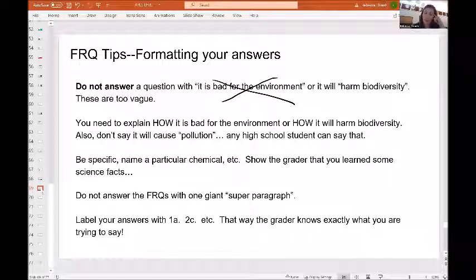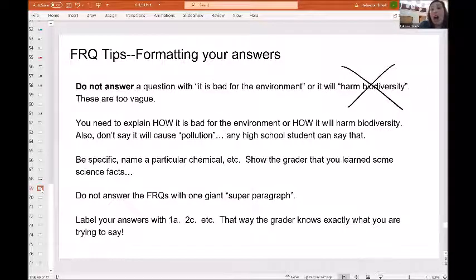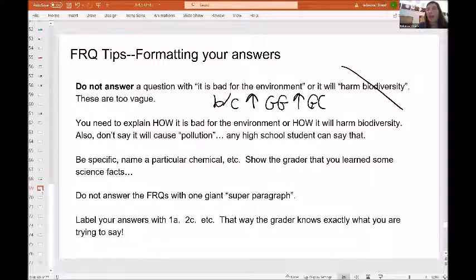If you say, well, we should reduce the amount of invasive species because they harm biodiversity, that'll never score. You have to say, it's bad for the environment because it increases a greenhouse gas, and that increases global climate change, right? It harms biodiversity because it takes resources from native species.